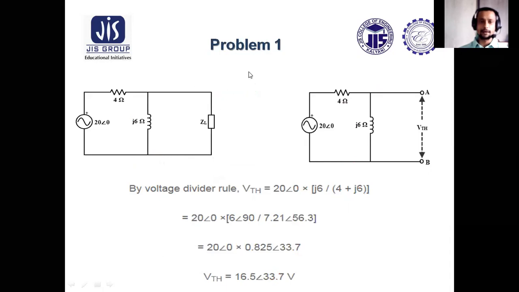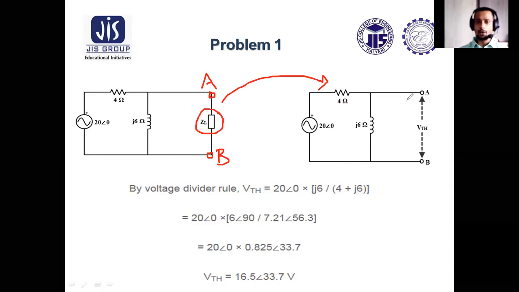So first step is identify the load. The load is simply identified as this ZL, and we are asked to find the value of ZL to transfer maximum power. So these are load terminals. As per the first step, identify and mark load terminals and remove the load. So we have removed the load here from A and B terminals. Clear?